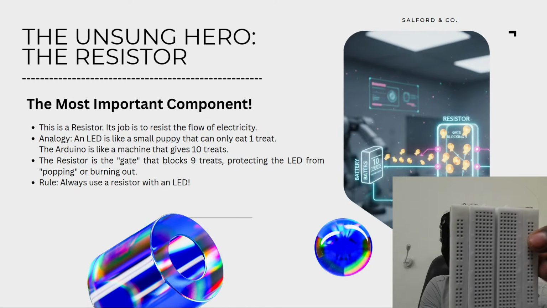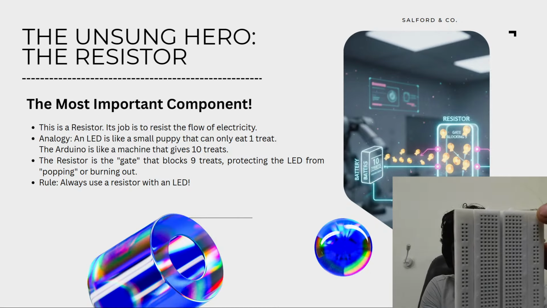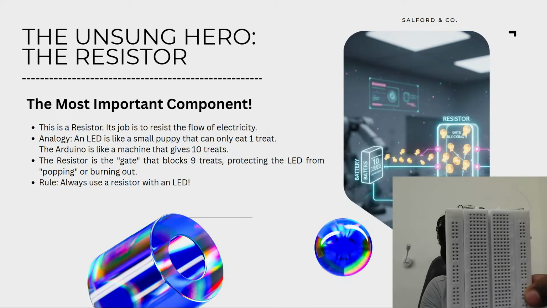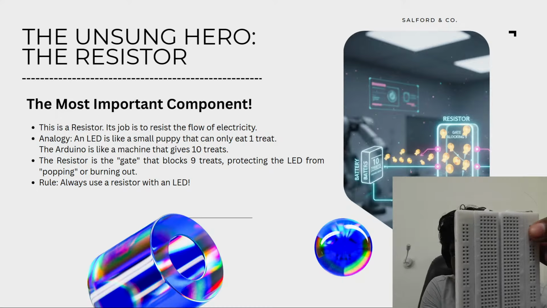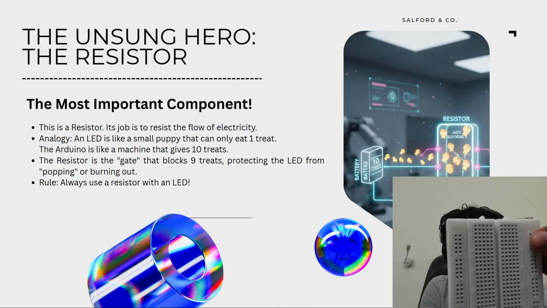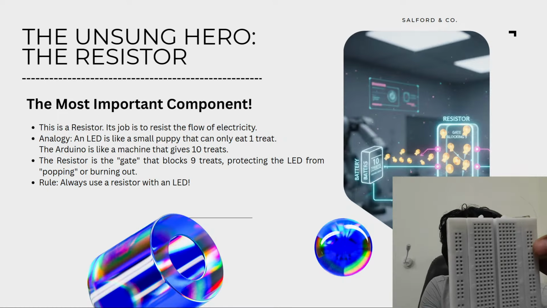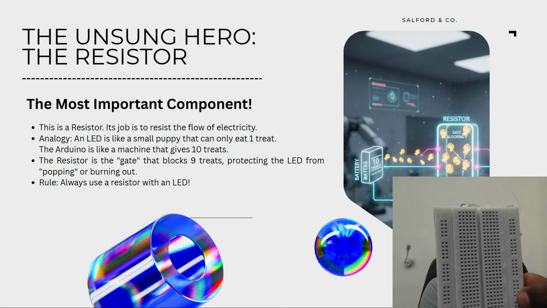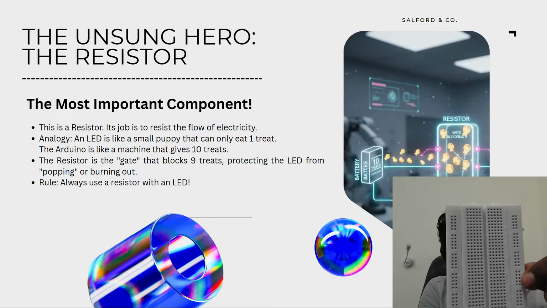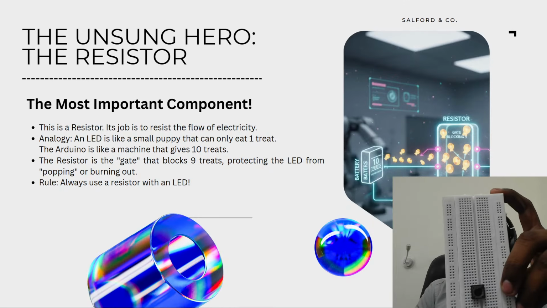But on the other hand, the corner side holes are all connected vertically. So they are not connected horizontally. For example, this hole and this hole are not connected, but all the holes horizontal to this are connected with each other. All right. So this is how the breadboard works, and this is how we interface everything in the breadboard.